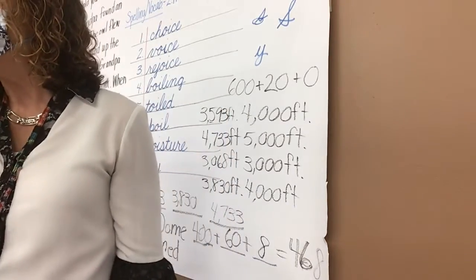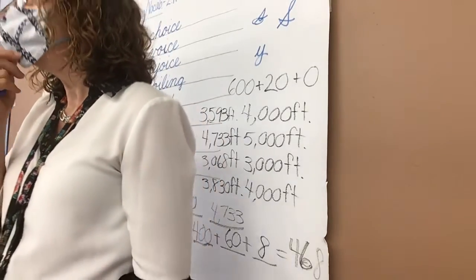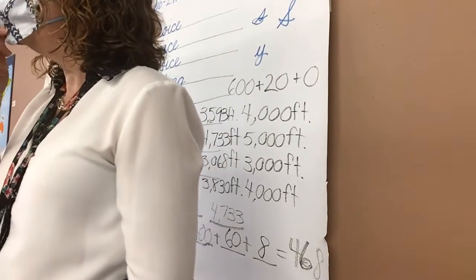All right, now let's do 647. 1 less than 647 would be 646.